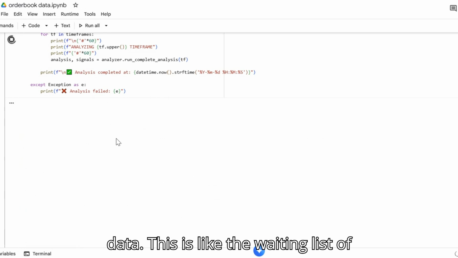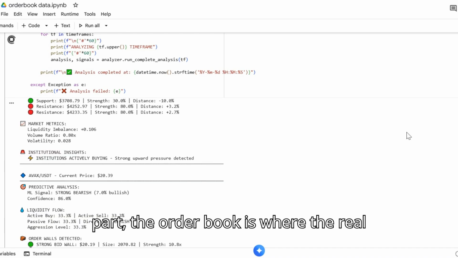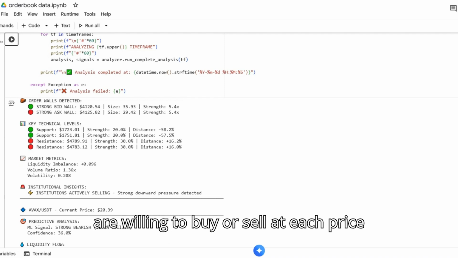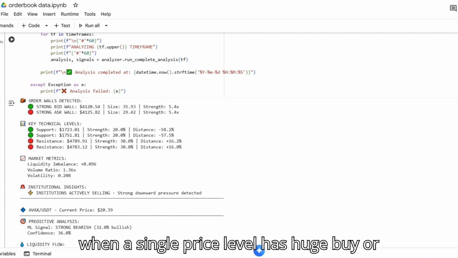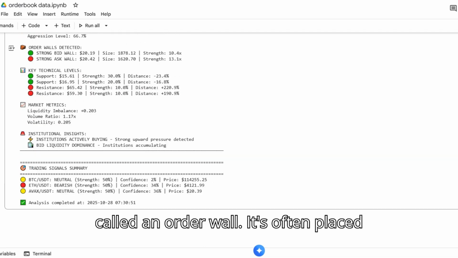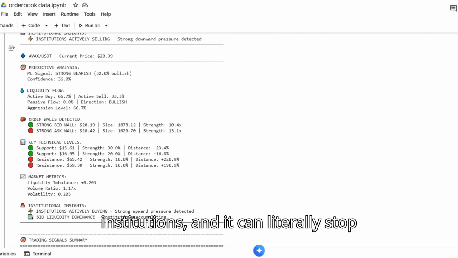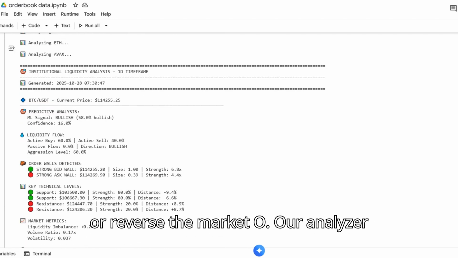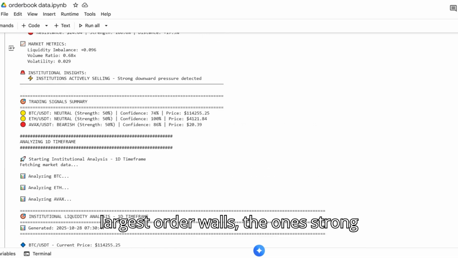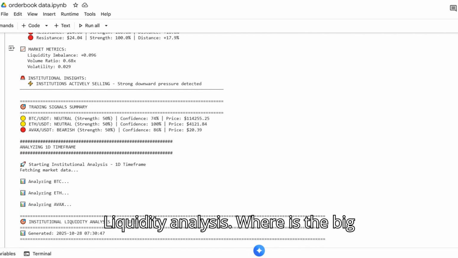Order book data, this is like the waiting list of all buy and sell orders. Now, this second part, the order book, is where the real gold lies. It tells us how much people are willing to buy or sell at each price. When a single price level has huge buy or sell amounts compared to others, that's called an order wall. It's often placed there by big traders, market makers, or institutions, and it can literally stop or reverse the market. So, our analyzer scans the order book and finds the largest order walls, the ones strong enough to affect price movement.